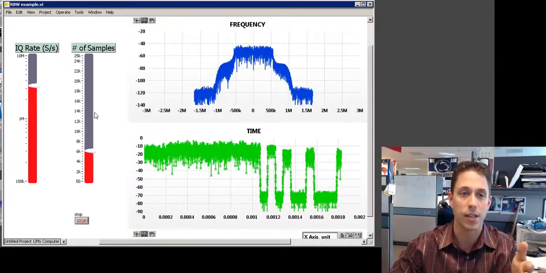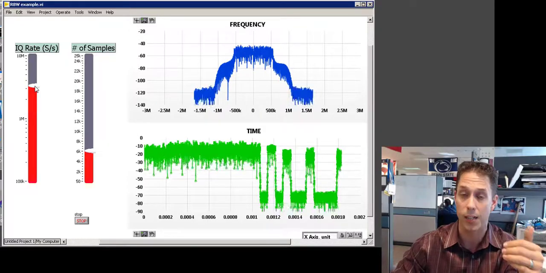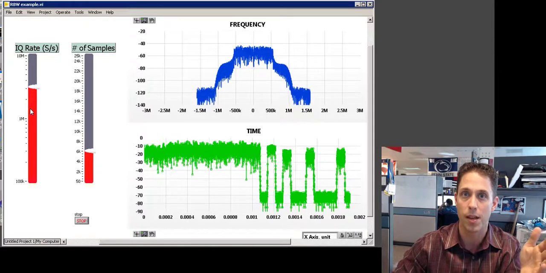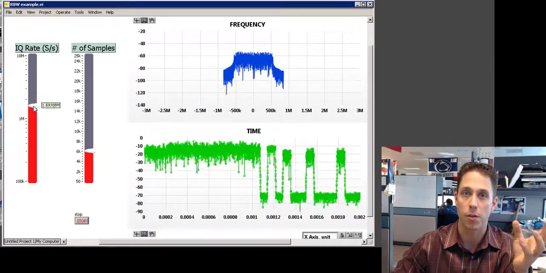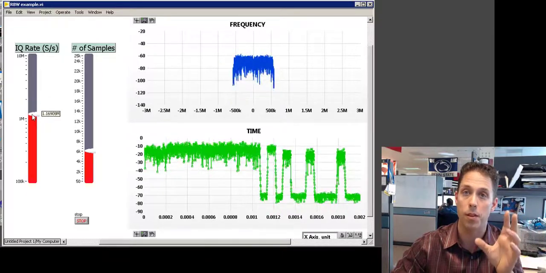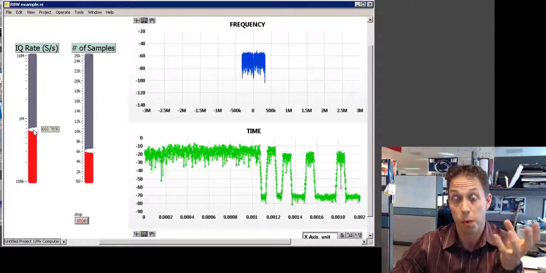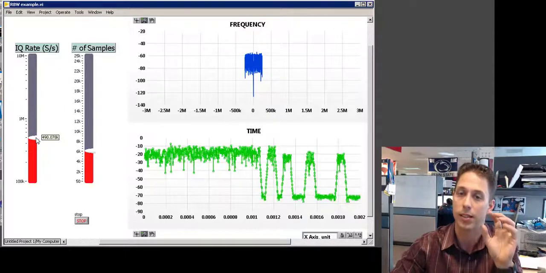So what we're looking at here is if we were to simply decrease the sample rate, or the IQ rate in this case, the complex sample rate, you'll note in the frequency domain that we start to lose bandwidth. It starts to go down. And at some point, we start to lose so much bandwidth in the actually acquired signal that we start to lose part of the significant signal content. And you can realize this by looking down in the time domain.